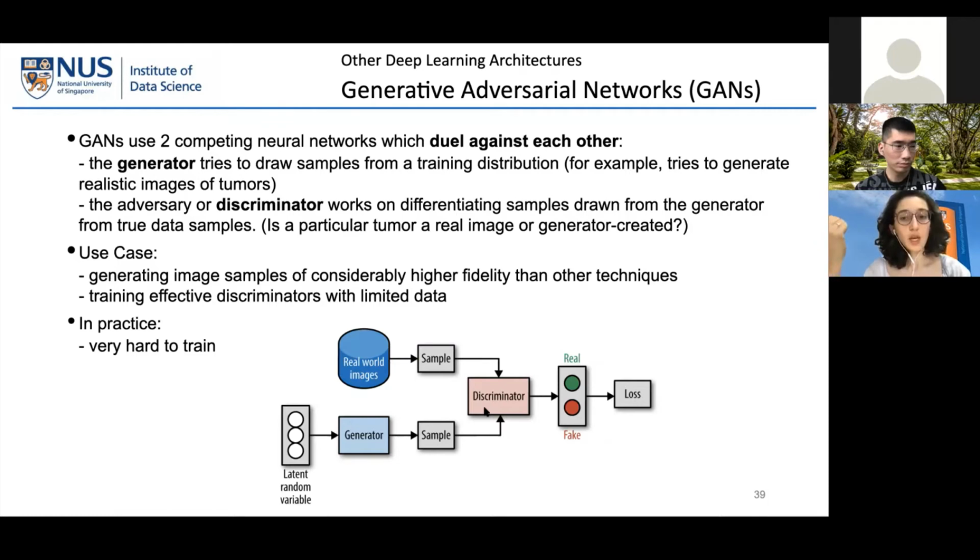Okay. And this is quite interesting when you want to generate new images for your data sets that are of super good fidelity to your real-world images, but show different kinds of tumors, for instance, that are not represented in your data set.